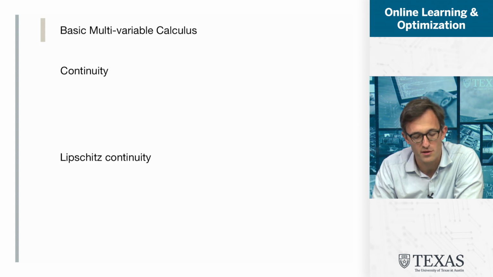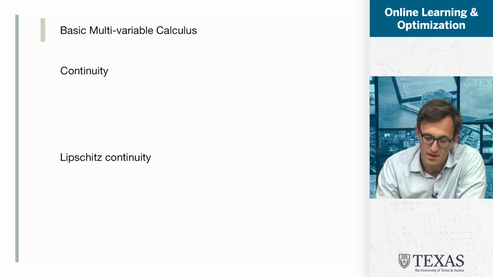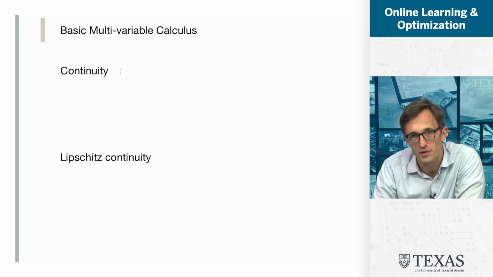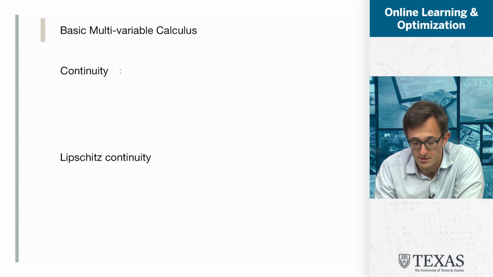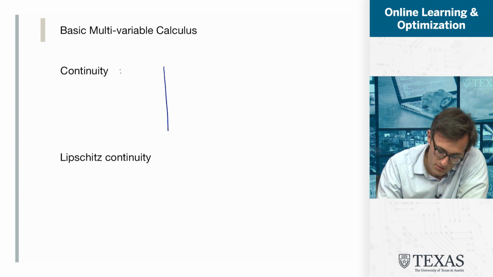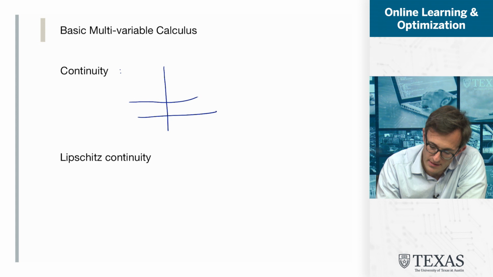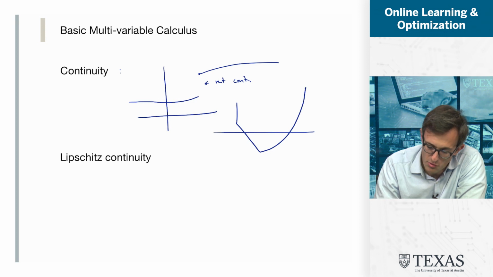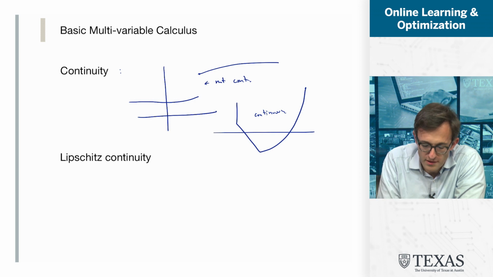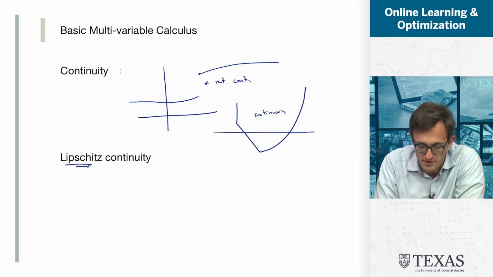A few more points here about multivariable calculus. We're not going to define continuity precisely because most things that we see are going to be continuous. So basically, anything that has a hop like this is not continuous. But we're allowed to have things that are smooth, things that are pointy, so this is continuous. An important thing to define is this technical term called Lipschitz continuity.